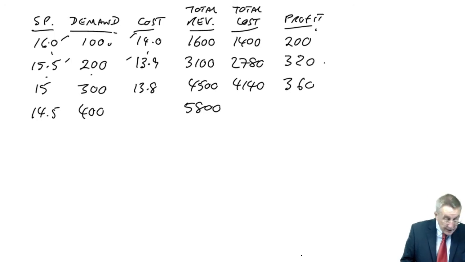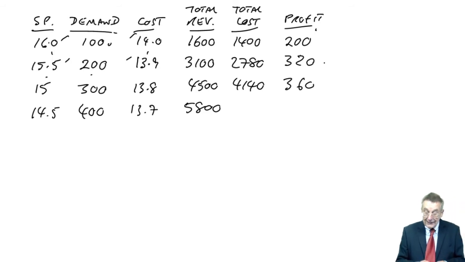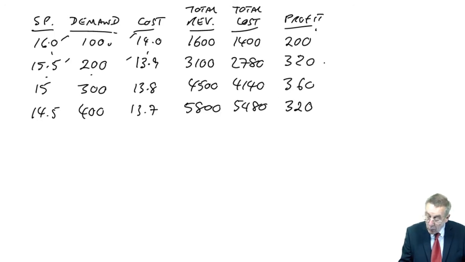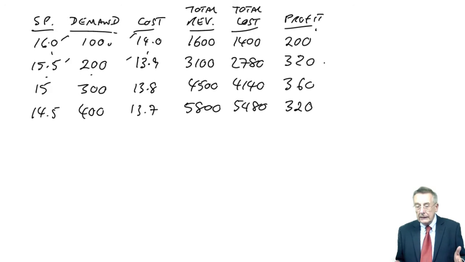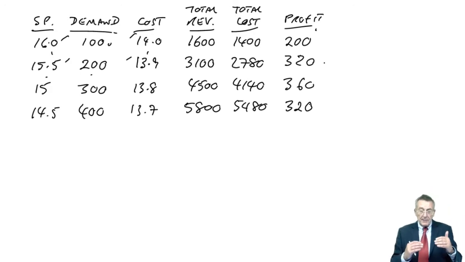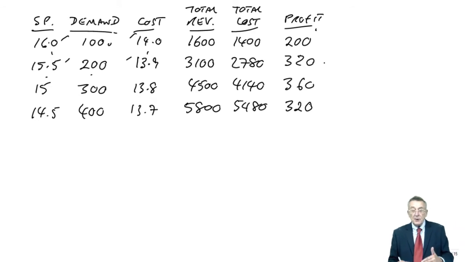Cost per unit, sorry, we're producing 400 now, so the cost per unit falls to 13.7. 5,480. And the profit falls to 320. Now then, in this sort of question, which is very theoretical, because things are moving smoothly, you can see the price keeps going down 50 cents and the demand keeps going up 100.